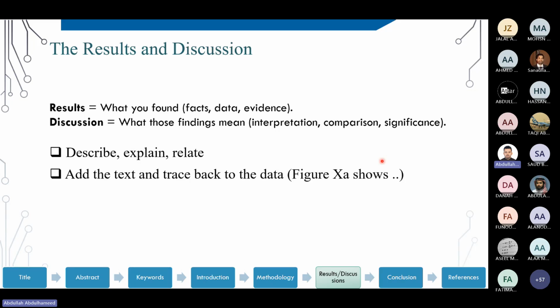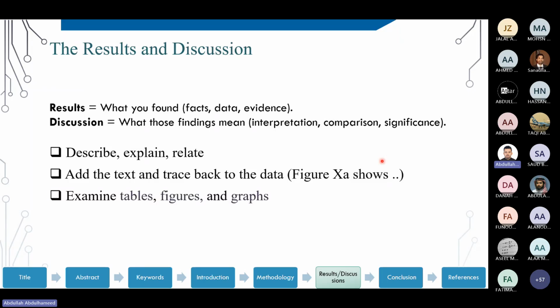Then add the text and trace it back to the data. For example, when you explain your data, when you explain your result, try to start your sentence or your paragraph like this: for example, Figure XA shows. You are now explaining, for example, Figure 1 or Figure 2 shows something like this, and then why it is shown like that, because there is something you expect, and then you explain. You are expecting to get this result. Okay, good. Sometimes you can get a result that is not expected. You also mention that.